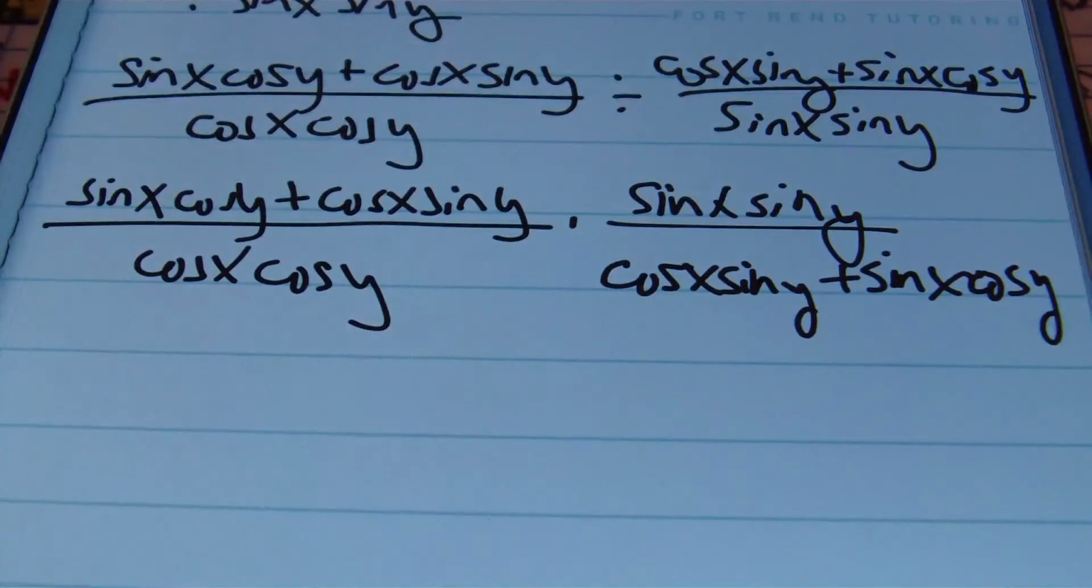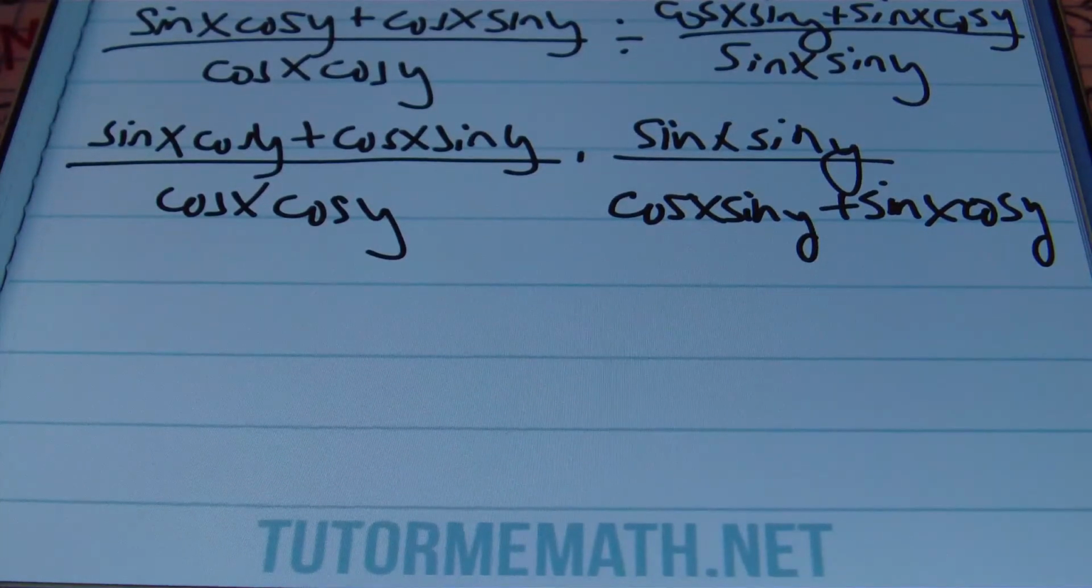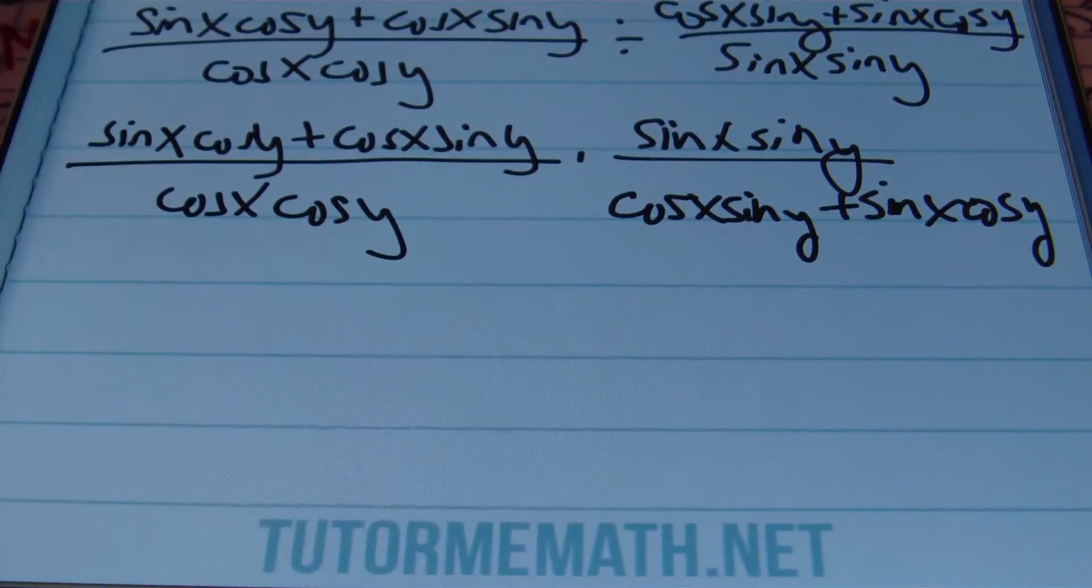All right, so now that we have all that worked out, check this out, ladies and gentlemen. Do you see it? The numerator of the first fraction, sine x cosine y plus cosine x sine y, is identical to our denominator over here. So that means that we can simplify this. These are the exact same terms. The binomials are identical. Yeah, they're switched around, but it's the same thing. Remember, you have the commutative property of addition going on.